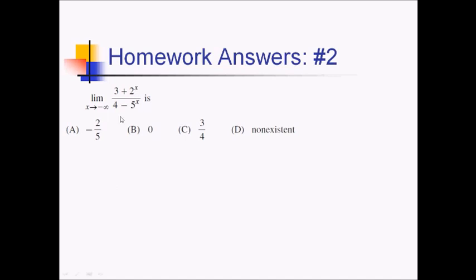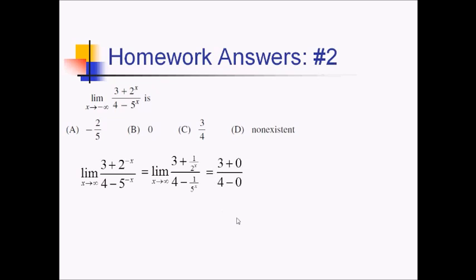So one way you could think about this is, as you move to the left, these are both becoming 0. Or another way you could do this, if you want to be a little more algebraic about it, you could make this a positive infinity, but then make these negative x's in the actual limit here. And if you look at it this way, we've really got 3 plus 1 over 2 to the x and 4 minus 1 over 5 to the x. And we know that if x is approaching infinity, you've essentially got 1 over infinity, 1 over infinity. Those are both becoming 0. So you've got 3 plus 0 over 4 minus 0, or just simply 3/4. Choice C.